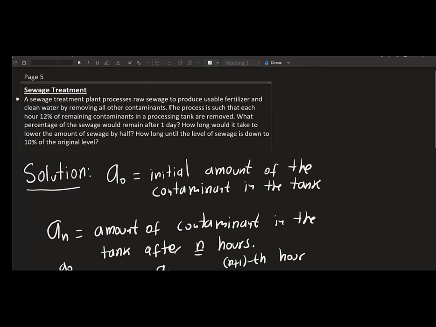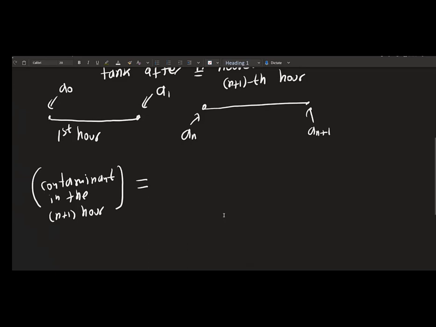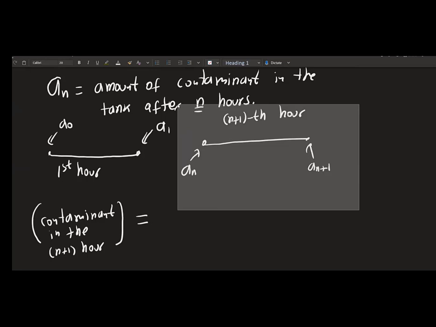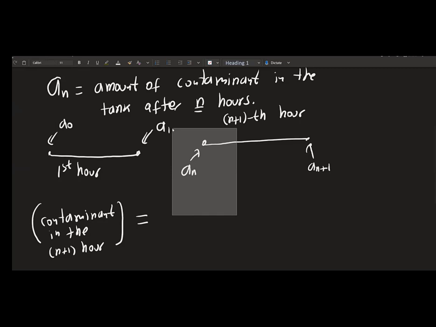So let me read this sentence here. The process is such that each hour, 12% of the remaining contaminants in the processing tank are removed. So every hour, whatever is left of the contaminant at the beginning of that hour, 12% is being taken away by that tank. So the contaminant in the N plus one hour, which is this part, will be equal to whatever contaminant we started with, minus 12% of this one again, because we are taking out 12% of whatever we started with in that hour.